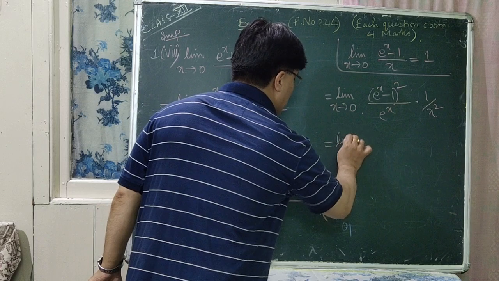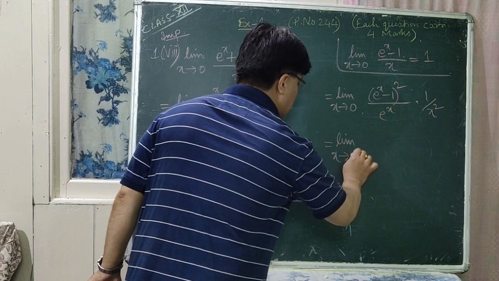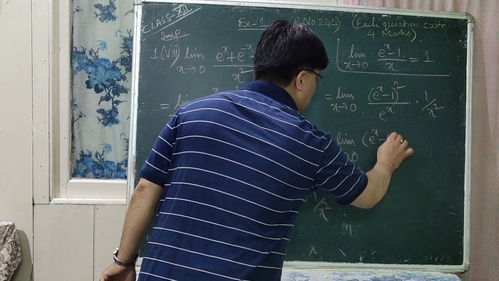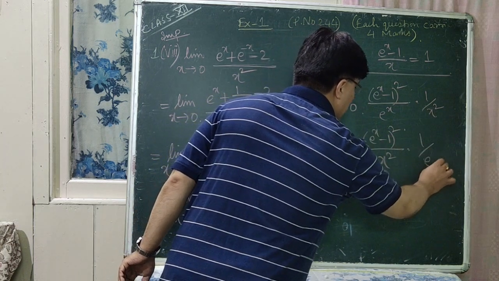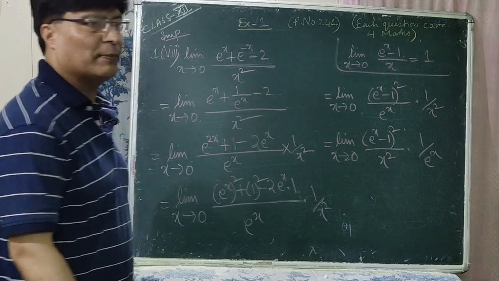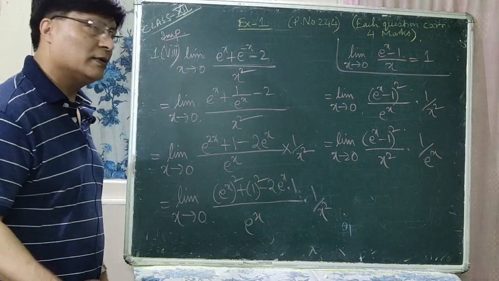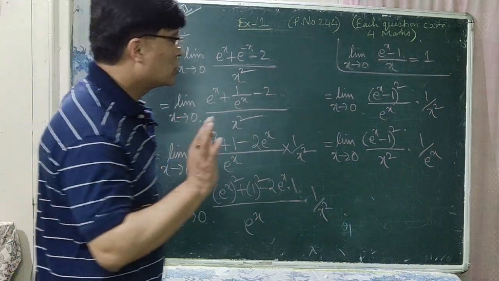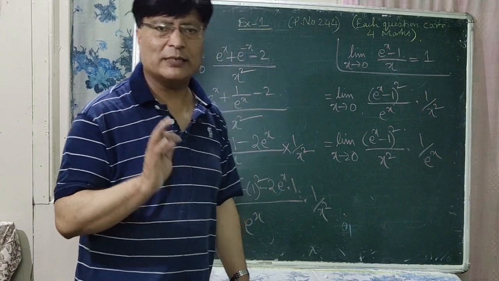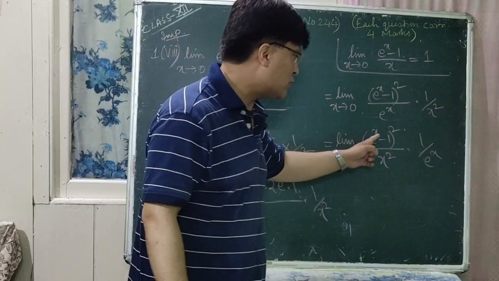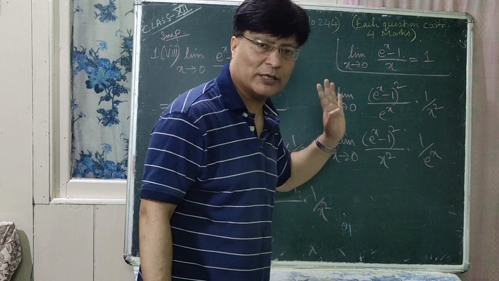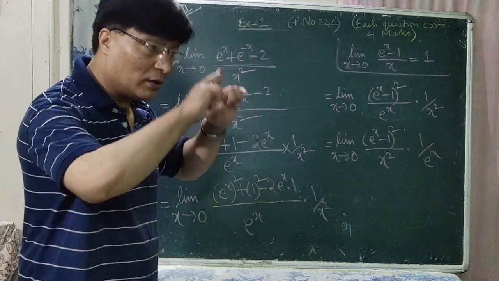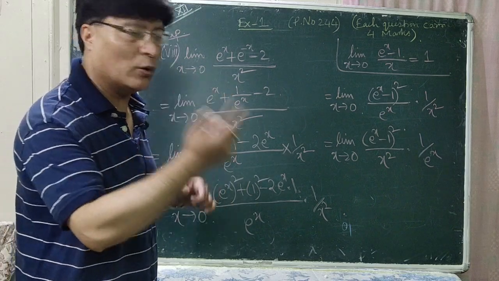So this is equal to the limit, x tends to 0, of (e to the power x minus 1) whole square divided by x square, into 1 upon e to the power x. So is that understood now? Wherever there is x, you have to write down the limit. But before that, since the whole square is for both numerator and denominator, you can write it within a whole square, a fraction whole square.